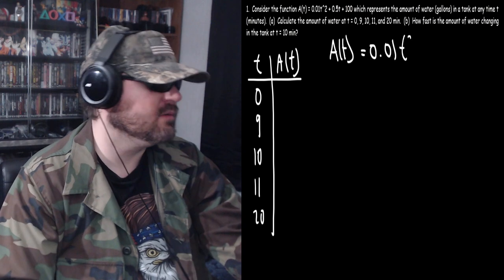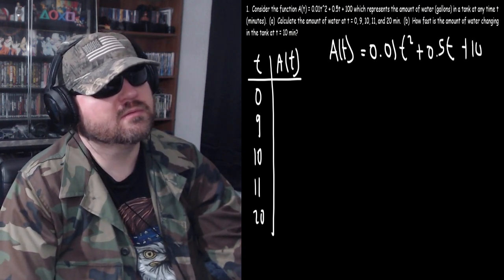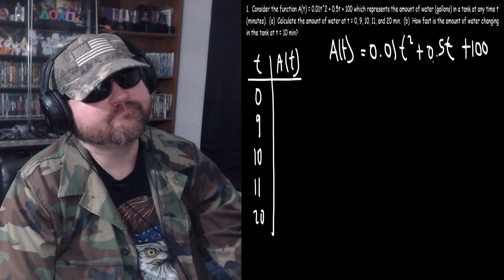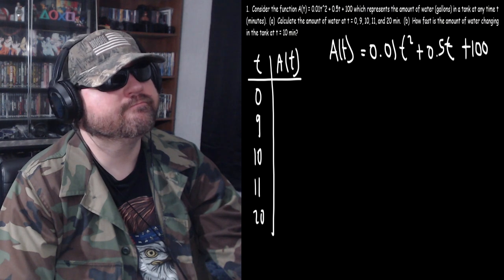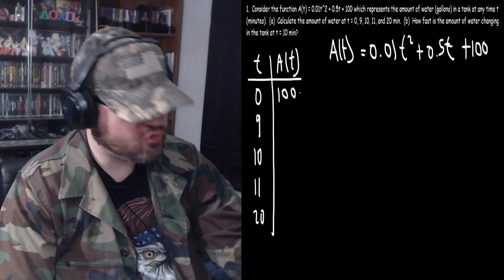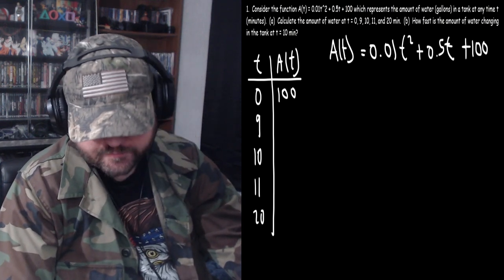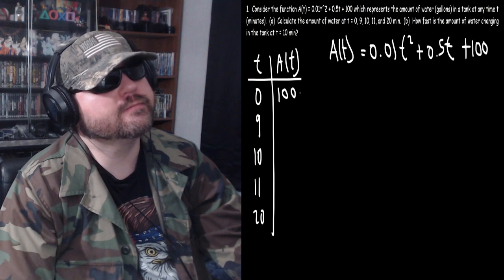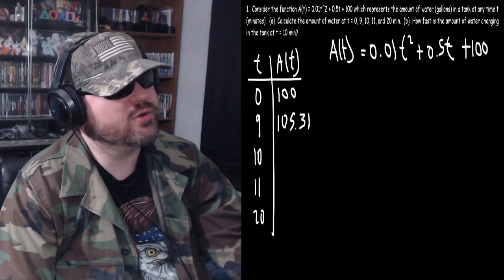0.01 t squared plus 0.5 t plus 100. So let's go ahead and plug in 0. If we plug in 0, it's going to give us this value, which is 100. Now, if we plug in 9, it's going to give us 105.31. Now let's plug in 10.